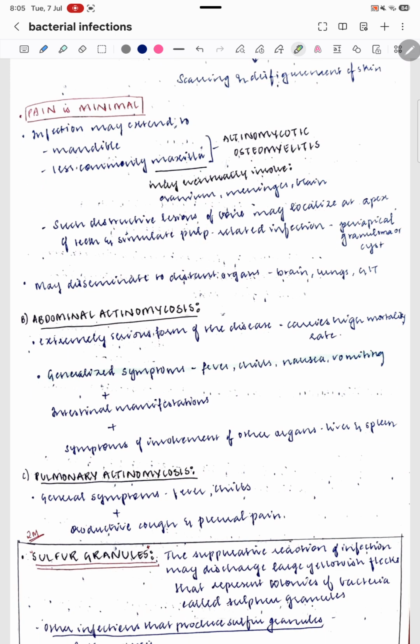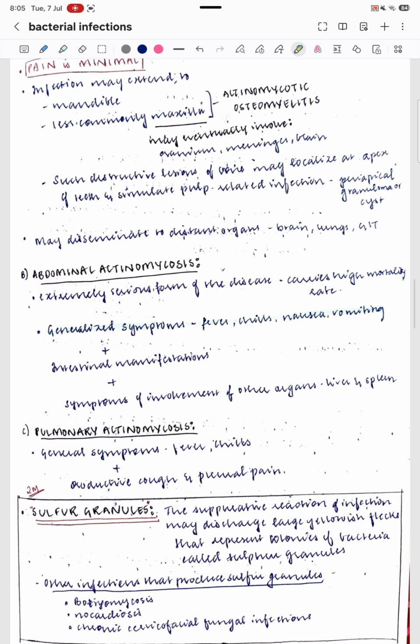Infection can extend to the mandible. It less commonly involves the maxilla. Actinomycotic osteomyelitis can also occur when it involves the bone. It may eventually involve the cranium, meninges and brain. This is the complication of this disease.